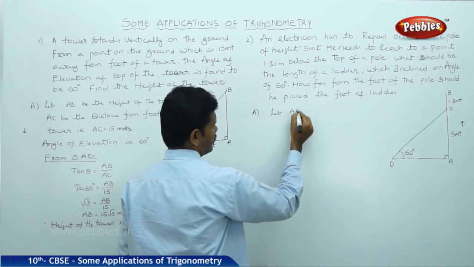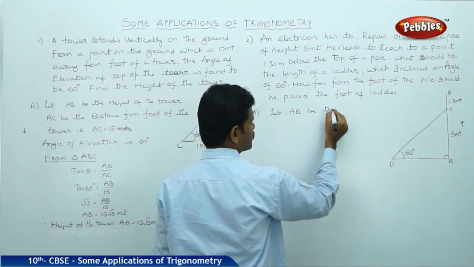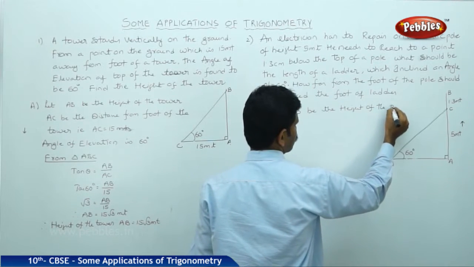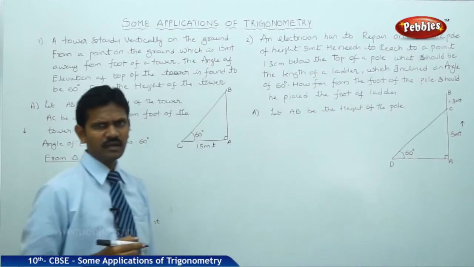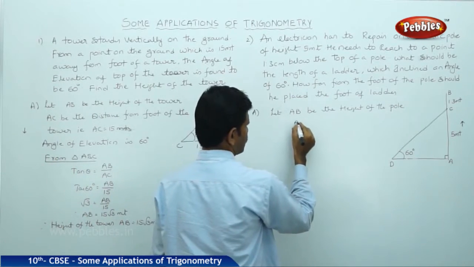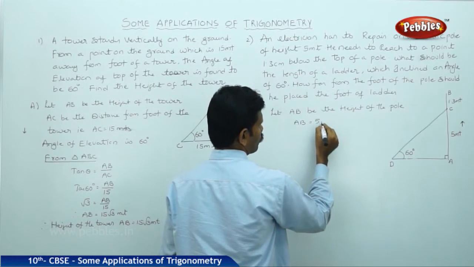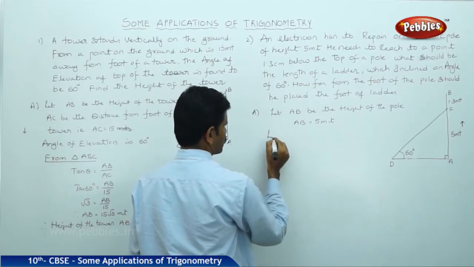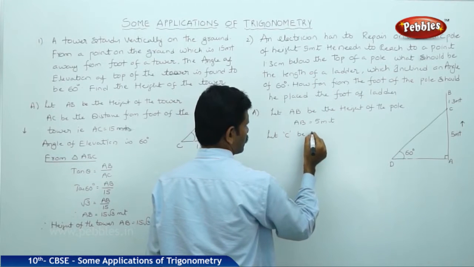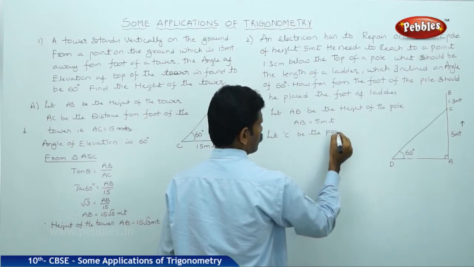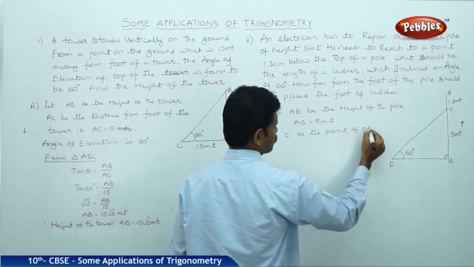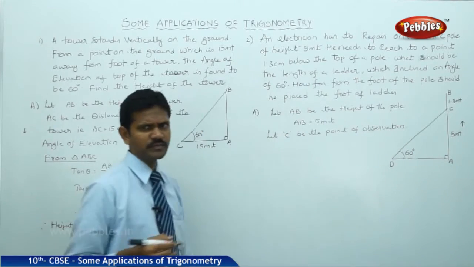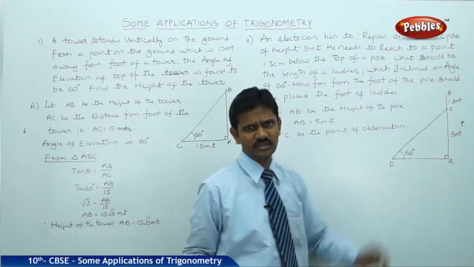Let AB be the height of the pole, and AB is equal to 5 meters. And let C be the point of observation. Point of observation means where the repair occurs.